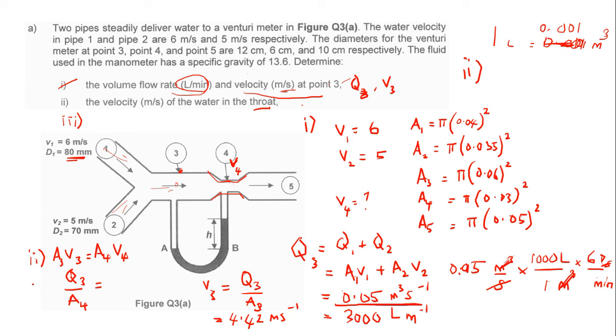What is the value? Q3 is 0.05, and you have your A4 here. So V4 is 17.68 meter per second. Look, the velocity is very high because your area here is very small. The place with the smallest area is always the fastest, so that's why your V4 is 17.68.